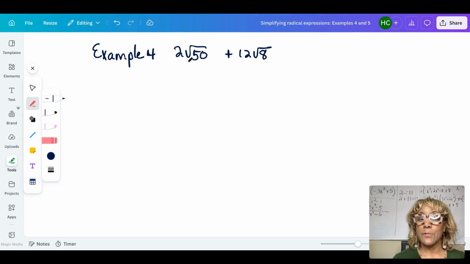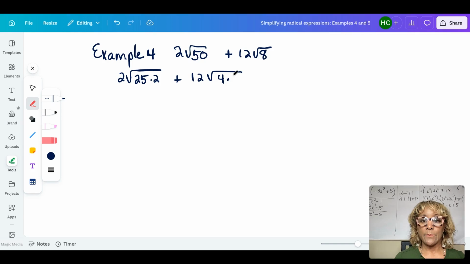And in this particular example, I have 2 square root of 50 plus 12 square root of 8. My indices are the same. They're understood 2, but I don't have the same thing under the radical. So that means I need to break this down. So think of 50. What is a number that's a perfect square and a factor of 50? That would be 25. 25 times 2. Perfect. Rewrite the other one. Same thing. What is a factor of 8 that's a perfect square? That's 4 times 2.